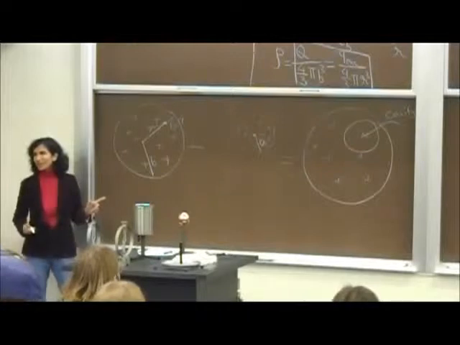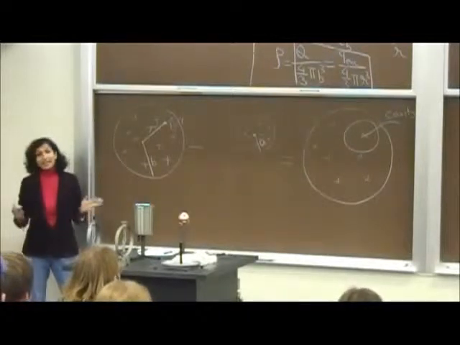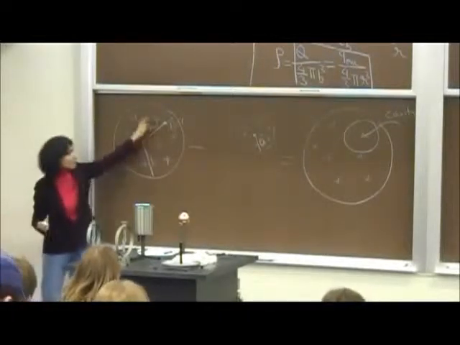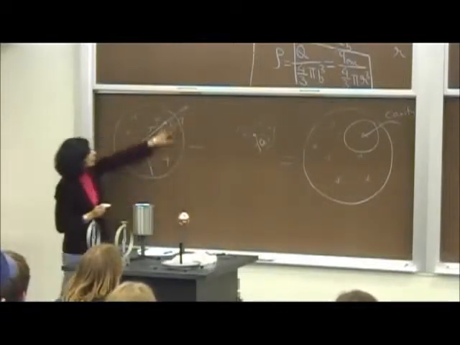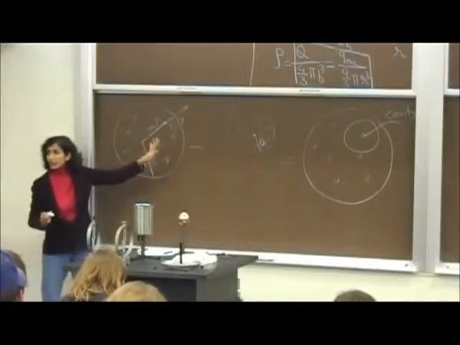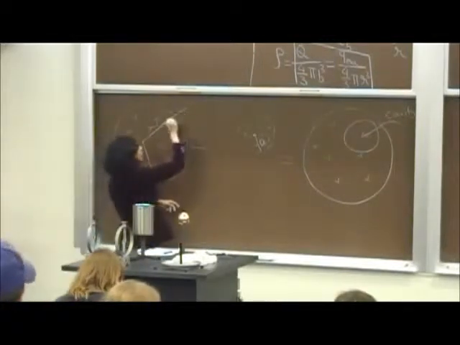Which way will the electric field be? Remember? Yeah, it's always radially outward for uniform charge distributed on a sphere. So we know that the electric field due to the whole sphere is going to be radially out like this.